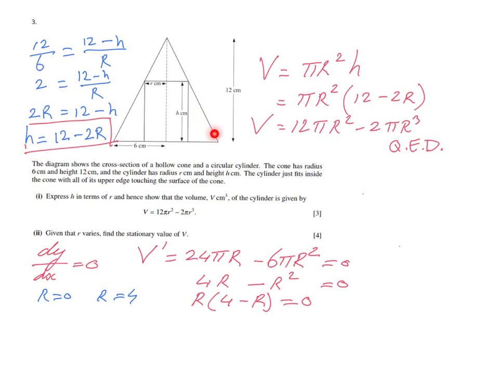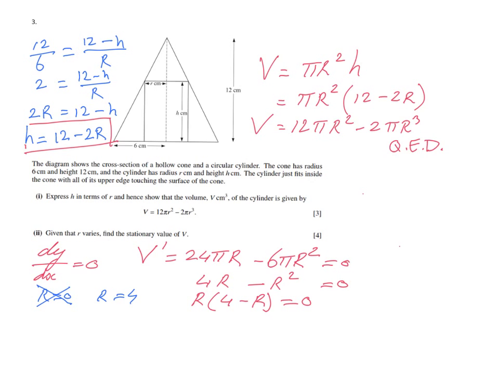And then you need to realize, okay, we get two answers for r. But considering this is a practical situation, we have to get rid of that r equals 0, because the radius cannot be 0, because then you will have nothing. Or if you would have gotten a negative answer, you also have to cancel any negative answer. So the radius is 4, then you have a stationary value for the volume. The question is, find that stationary value of the volume.